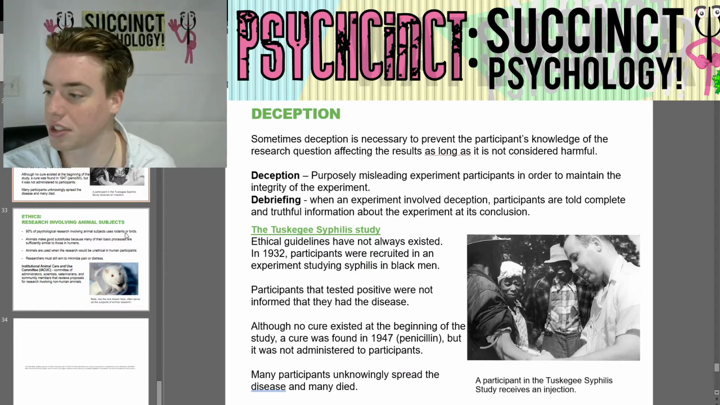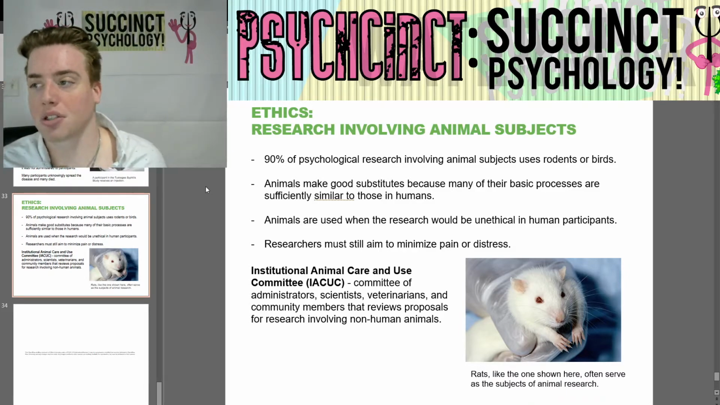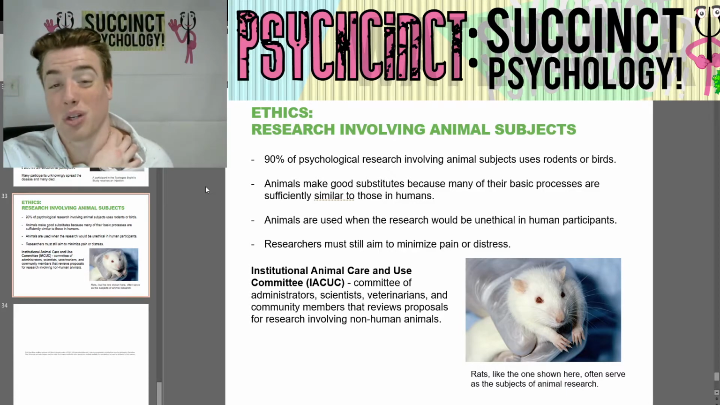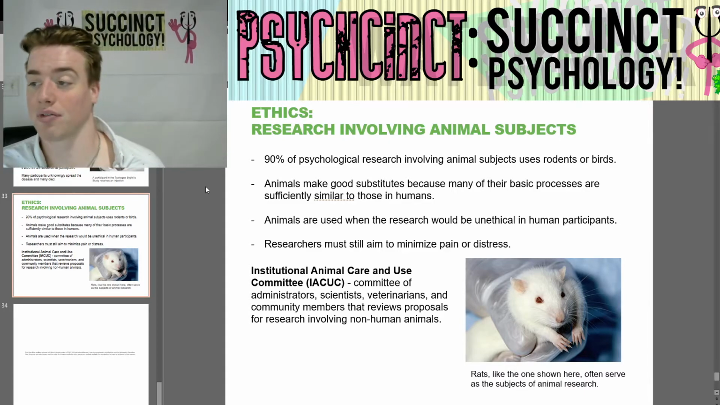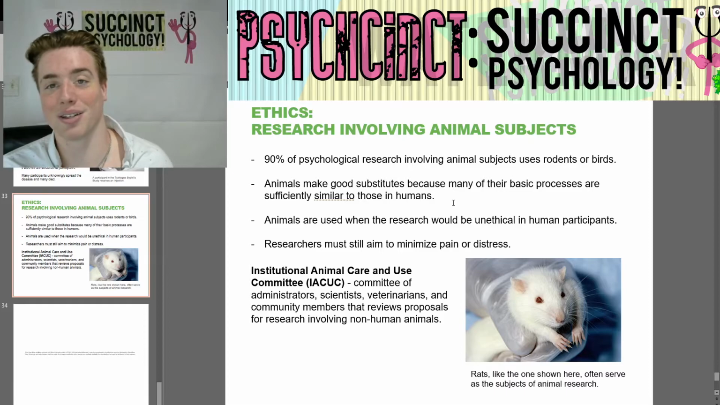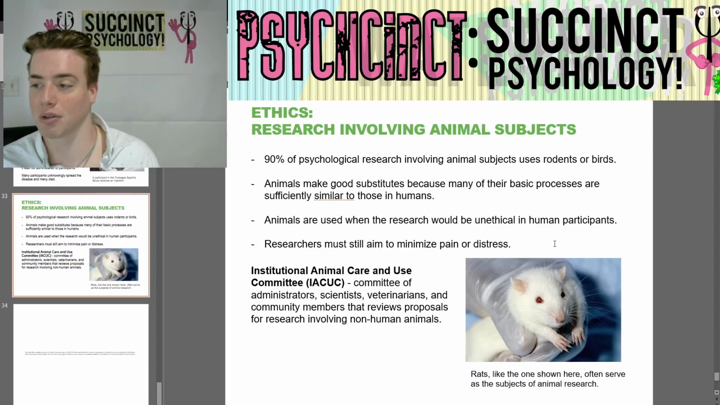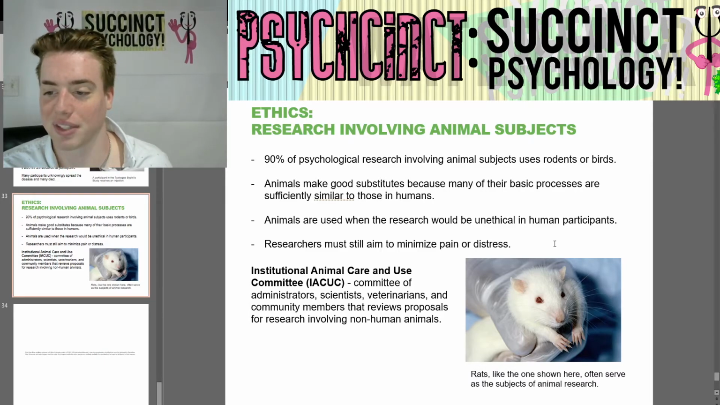And finally, with ethics, we have research involving animal subjects. About 90% of psychological research involving animal subjects uses rodents or birds. Animals make good substitutes because many of their basic processes are sufficiently similar to those in humans. Animals are used when the research would be unethical in human participants, and researchers must still aim to minimize pain or distress, so you can't go and torture cute little animals, thankfully.